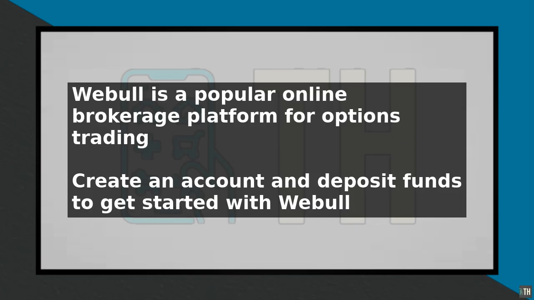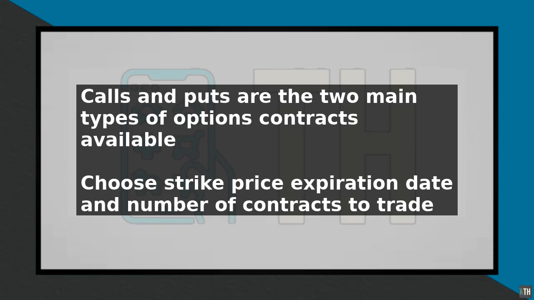There are two main types of options: calls and puts. A call option gives the buyer the right to buy a stock at a specified price, while a put option gives the buyer the right to sell a stock at a specified price. You can also choose the strike price, expiration date, and the number of contracts you want to trade.